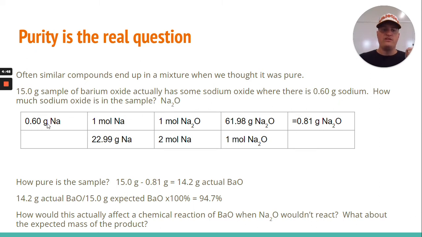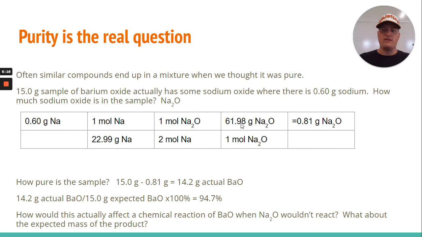So this goes back to when we talked about conversions of going from, like, our lead chloride that we had and seeing how many chloride ions there were. So this is taking those chloride ions and putting them back into the compound itself. So what we do is we have our grams of sodium, moles of sodium. I see that there's 2 sodiums for every 1 oxygen. Don't always assume it's going to be a 1-to-1 ratio. It depends upon the chemical formula.